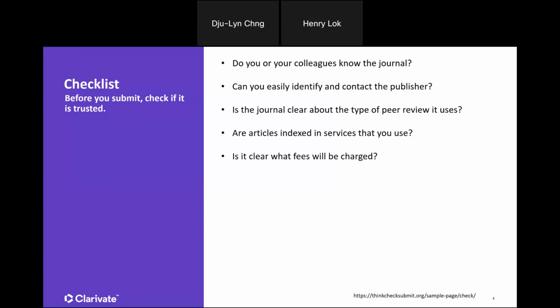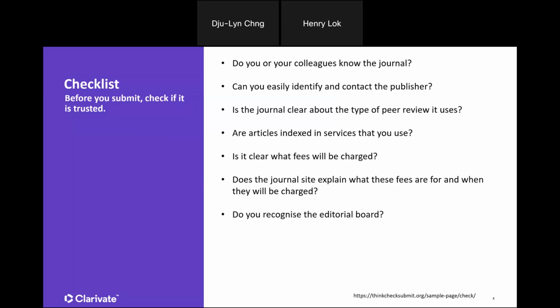Then is it clear what fees will be charged? And also, if there are fees to be charged, what are they for? This could sound very logical, but a lot of times these predatory journals would say, oh, article processing charge of 50 USD, and then you submit your article in there and you happen to have color pages and all that, and they would tell you that they have to collect extra amounts. So make sure that they actually declare at the beginning, on their website or an author support page, what kind of fees will be charged.